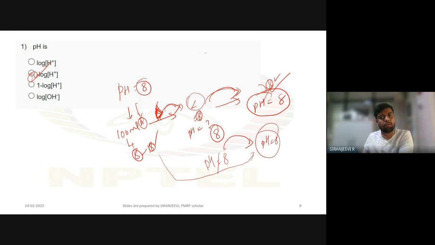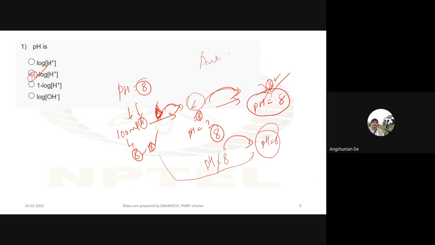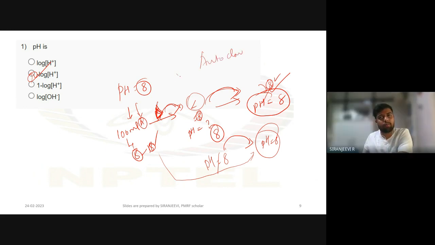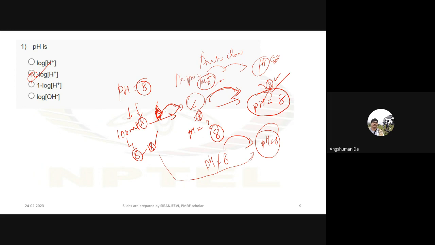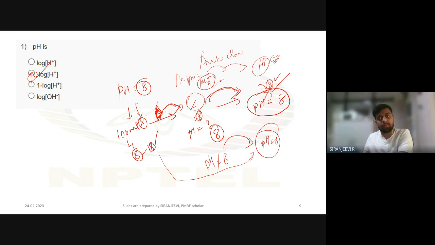Usually, whatever the autoclave will do, we'll prepare some 1 molar phosphate buffer or something, and then estimate the pH. Then you do the autoclave. Once the autoclave is done, take it out and then check the pH. Then there will be a difference in the pH. It will not be exactly 8. So after boiling, we have to wait for some time, let it cool down, and then you can use it.